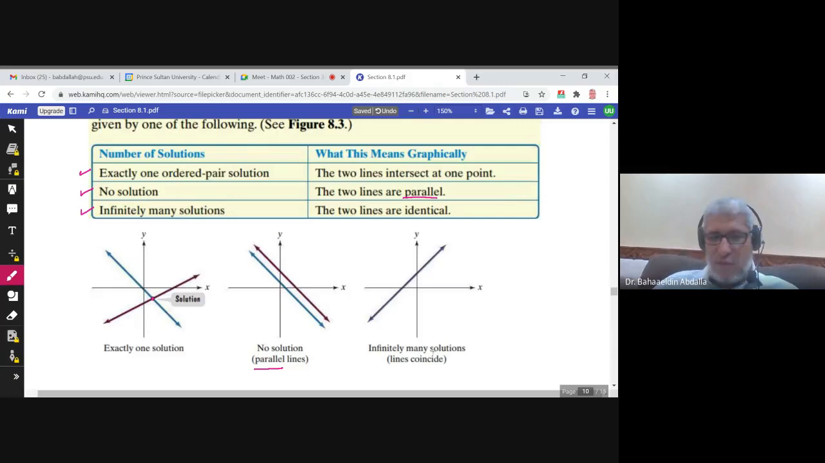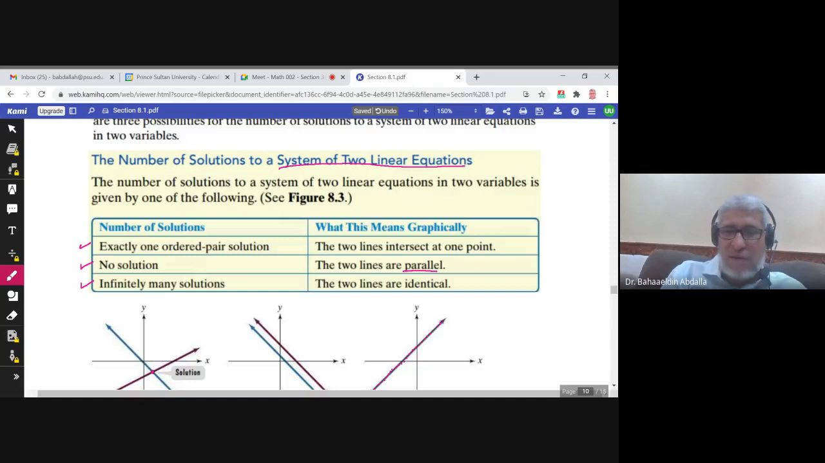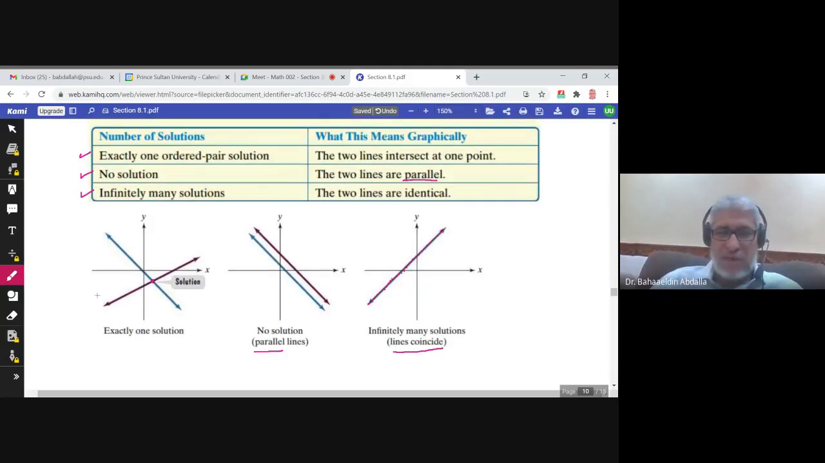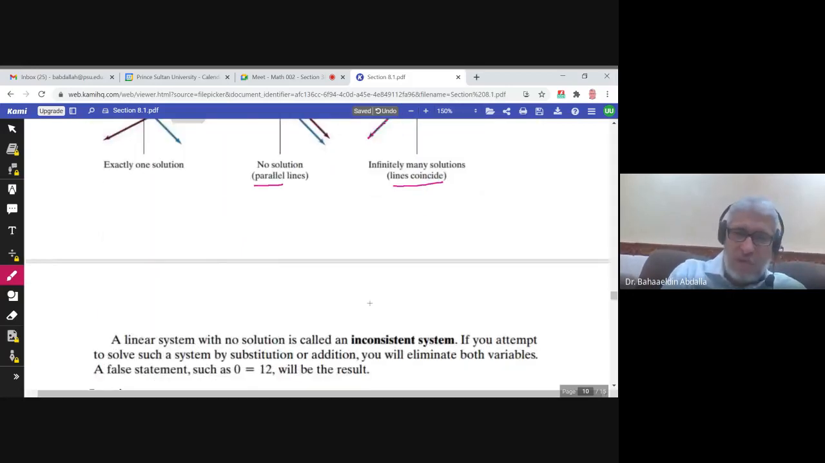While if the two equations are the same, they represent one line, so we say that the lines coincide, and here we will have infinitely many solutions. What are the solutions? The set of all points of this line, because this line intersects itself in infinitely many points. So these are the 3 cases. We discussed the first case in the previous lecture. Today we will discuss the other 2 cases.